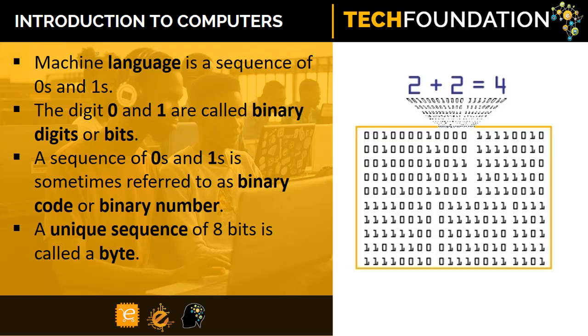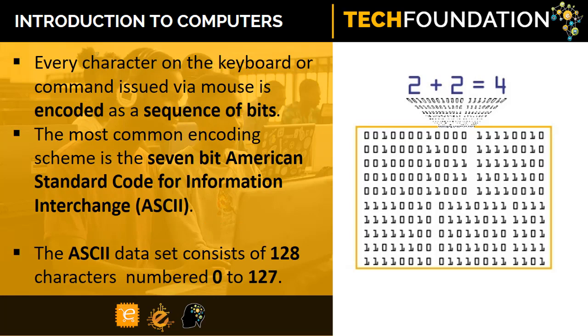Now, when a unique sequence of 8 bits is formed, it is called a byte. A byte is the basic unit of measurement in the computer world. Every character on the keyboard or command issued via mouse is encoded as a sequence of bits. The most common encoding scheme is the 7-bit American Standard Code for Information Interchange, aka ASCII. The ASCII dataset consists of 128 characters numbered 0 up to 127.